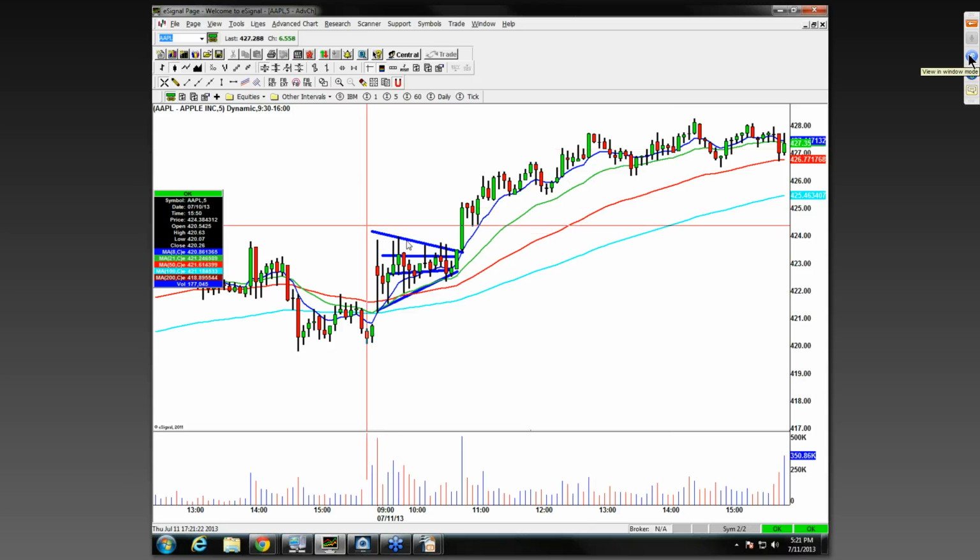The width of your triangle, the width of your flag is the measured move. So it's a very simple way of gauging what you can expect to get out of a trade. If this was a short and it broke down, I'd be looking for a $3 move to the downside. Very simple way of gauging where you should put a target on your stock.